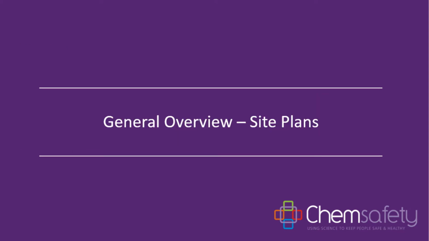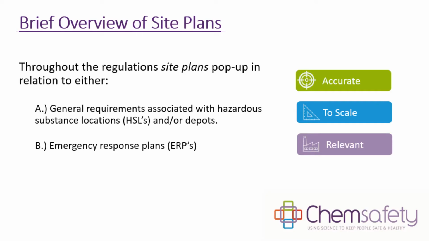Section 1. General Overview. The site plan is defined as a reference to a plan of a relevant place that is accurate and drawn to scale, to the extent necessary to enable the plan to meet its purpose and the provisions that refer to it, in particular by enabling a person inspecting the plan to identify actual distances and other relevant dimensions.